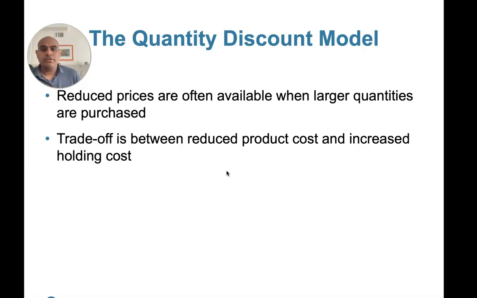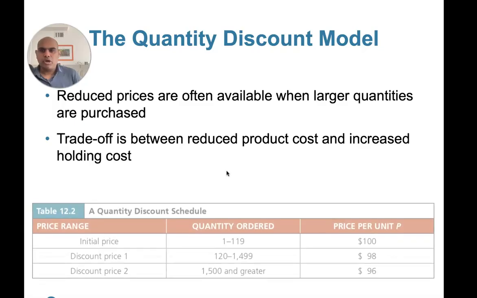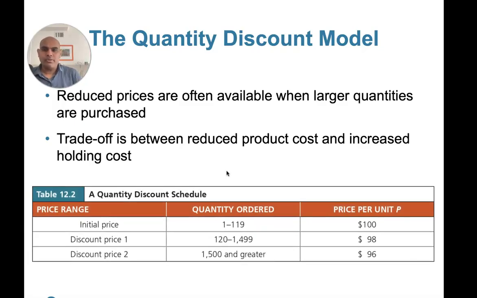And the trade-off now is not just between holding cost and ordering cost. It's actually the difference between the product cost itself, because you're able to buy the product at a lower price, and the increased holding cost, because if you're able to buy the product at a lower price, you might want to stock up larger quantities. So that's the trade-off now. The ordering cost does play a role in it, but not as much as the product cost. Product cost is an order of magnitude higher.